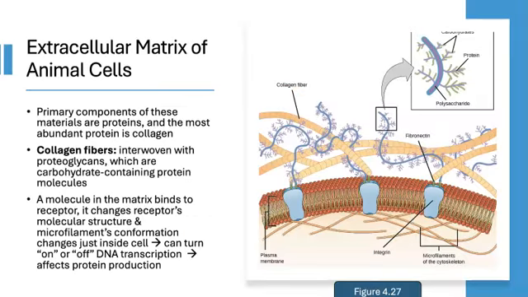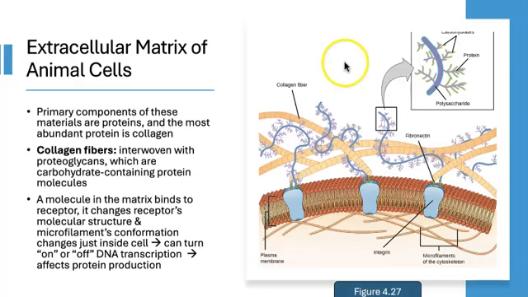So we'll start off with extracellular matrix. The primary components of these materials are proteins, and the most abundant protein is collagen. Yes, we have different types of collagen, but we are not going to get into that detail in this course. Instead, I want you to know that collagen fibers are interwoven with proteoglycans, which are carbohydrate-containing protein molecules.